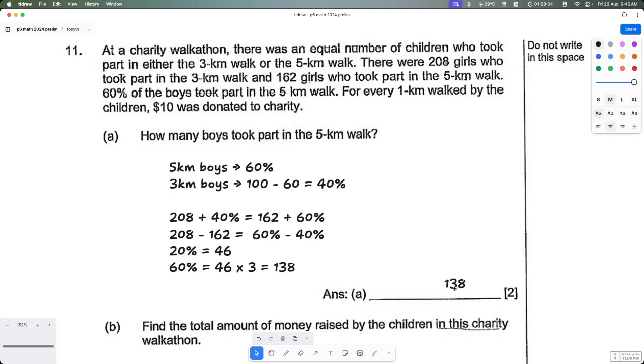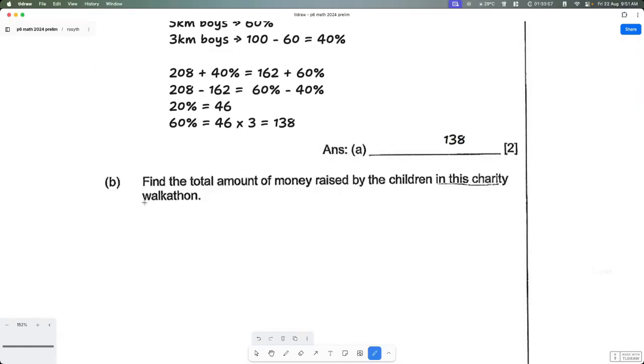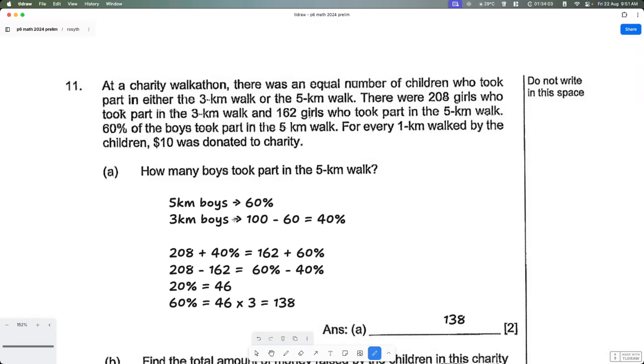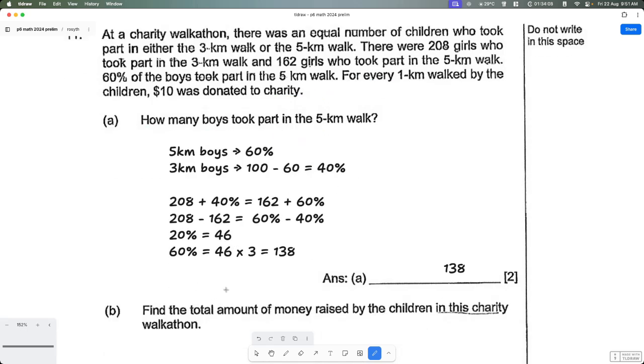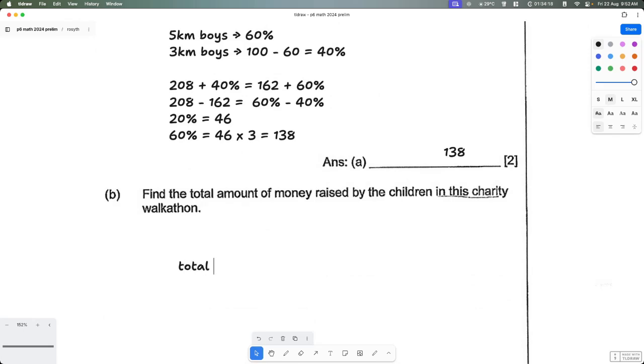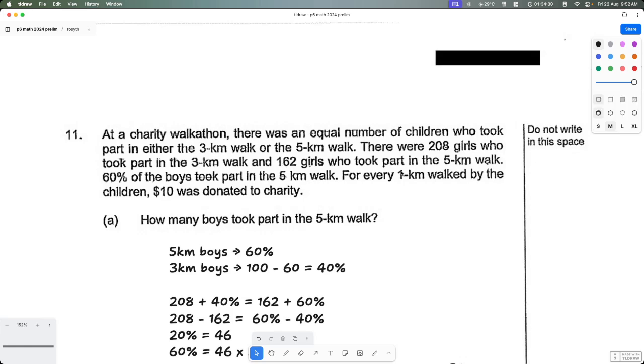Let's move on to the next part, part B. Find the total amount of money raised by the children in this charity walkathon. So we know that $10 is donated for every 1 kilometer. We also know that the boys' 5 km total is 138. So that means we just need to add 162. So total 5 km children is equal to 138 plus 162 in this case.